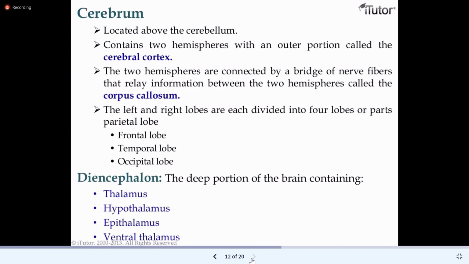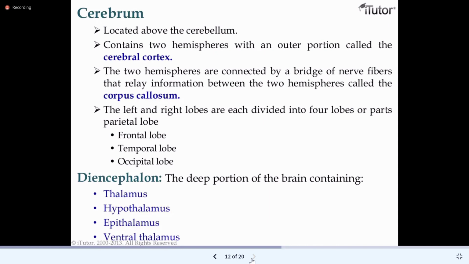Next is the cerebrum. The cerebrum is the frontal part of the brain, located above the cerebellum. It contains two hemispheres with an outer portion called the cerebral cortex. These two hemispheres are connected by a bridge of narrow fibers. Information between the two hemispheres passes through the corpus callosum. The left and right hemispheres are each divided into four lobes: the parietal lobes, frontal lobes, temporal lobes, and occipital lobes. These are classified.